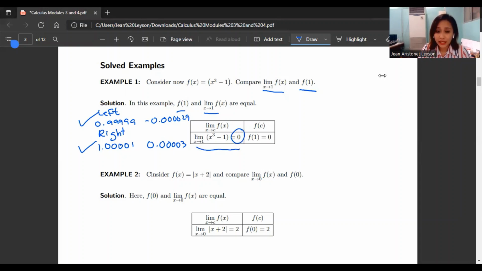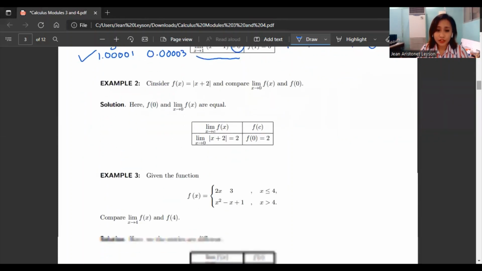Now evaluating the function at c. Our c is 1. So that's 1 cubed minus 1. That's simply 1 minus 1, which is 0. So meaning in this case, the limit of the function as x approaches 1 and f of 1 are equal. Okay?